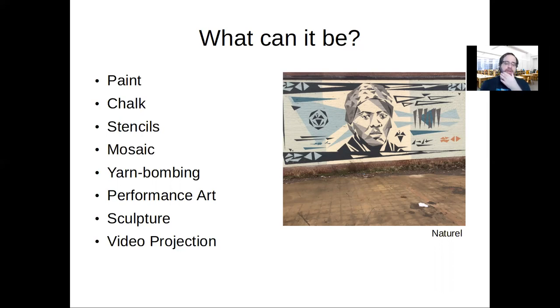So our first example is your traditional painted mural. This could use spray paint or bucket and brush. I'm not actually sure which application Naturel used, but this is Naturel's mural of Harriet Tubman on the 20. This is found in Washington, D.C. And it was a statement about representation on our money. There was a discussion a while back about putting different people and different images on our paper money. And there was a push at the time to put Harriet Tubman on a bill. And that's what Naturel did with this piece.